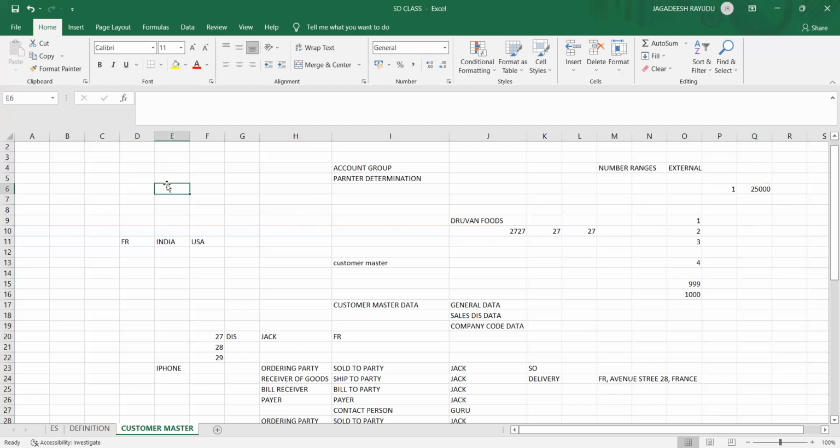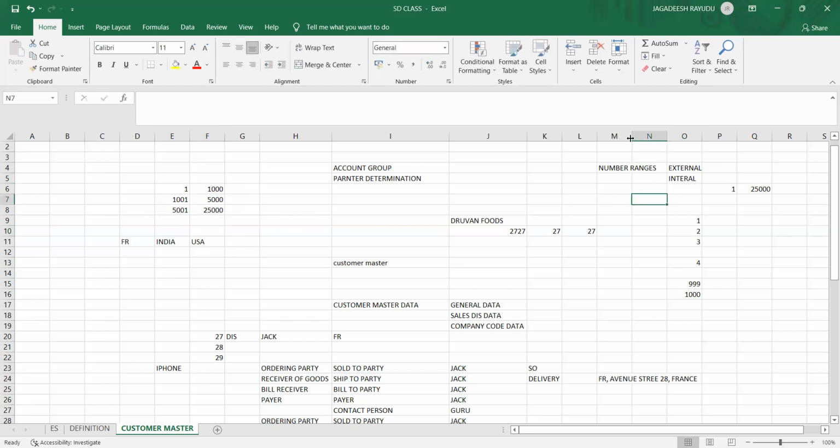Or else, I will tell the SAP system, 1 to 1000 is for distributors. In a similar way, 1001 to 5000 is for wholesalers, and 5001 to 25,000 is for retailers, because in the market retailers are more. Like this, you can command your SAP system so that whenever you create a distributor, the number will be picked from this range. And it controls whether number ranges are internal or external.